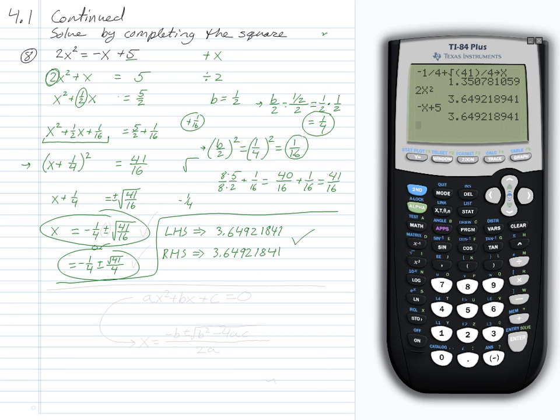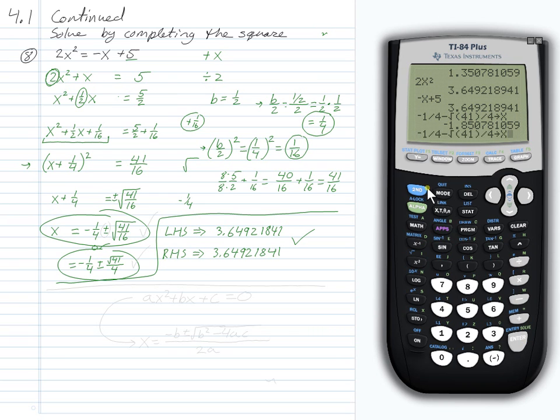So everything checks out. You can do the same thing. Go back and type in the other x value. That one was negative 1/4 minus root 41 over 4. Store that as x. And then if I type in the left-hand side, I get 6.85 and so on. If I type in the right-hand side, I get exactly the same value. So both of these check out, both the positive and the negative versions.